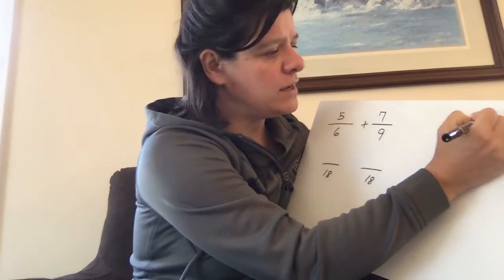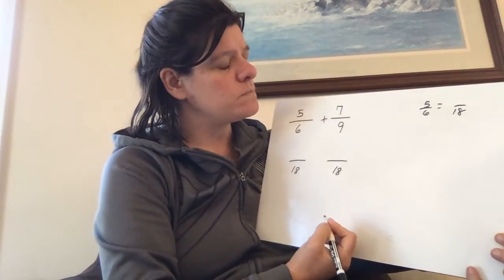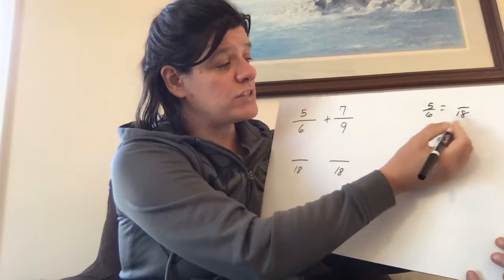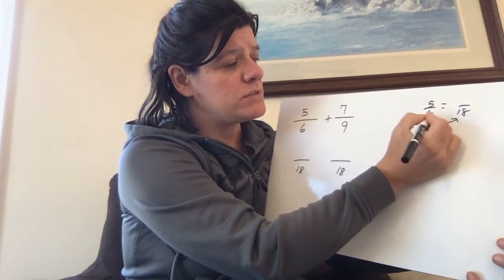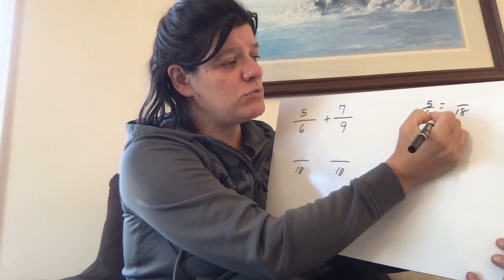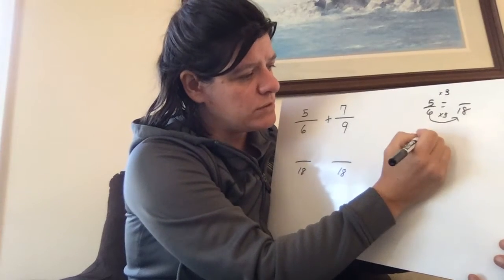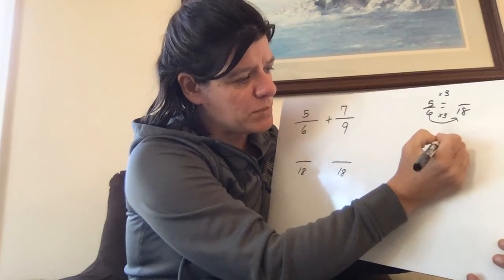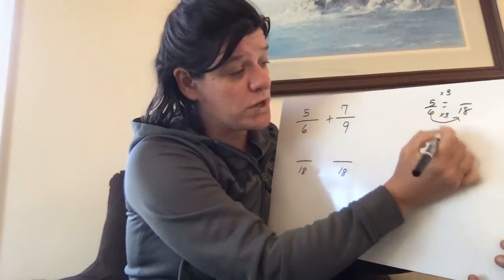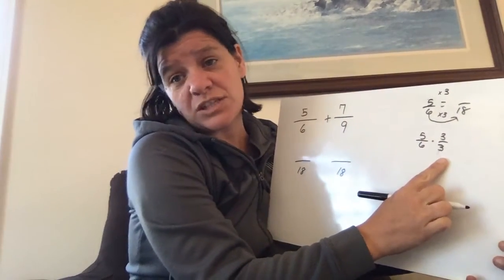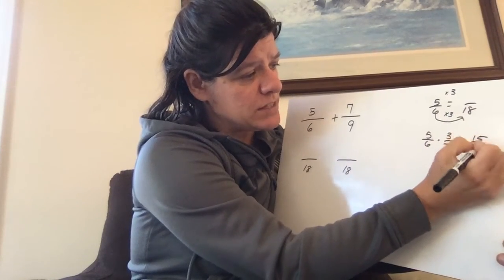Okay, and then I'm going to take 5/6 and get an equivalent fraction that has a denominator of 18. So I figure out what 6 multiplies by to get 18, which is 3. Whatever I do to the bottom, I have to do to the top, right? Because really what I'm doing here is multiplying by 3 over 3, which is 1, right? And when I multiply by 1, nothing changes. So that's why this works. And that gets me 15/18.